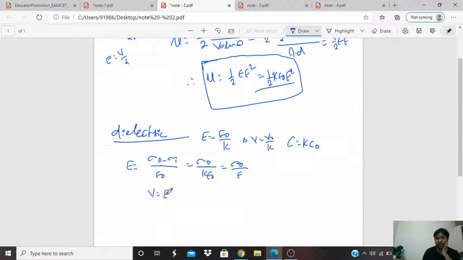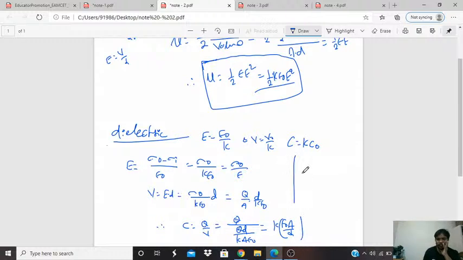And potential is what? E into D. So what is E here? Sigma naught by k epsilon naught into D. Okay. And what is sigma here? Q by A into D by k epsilon naught. This is V. Now capacitance C equal to what? Q by V. So Q by QD by k A epsilon naught. Q cancels. K epsilon naught A by D. Actually it is what? Initial. So C equal to K C naught. So capacitance will increase by K times. Always.